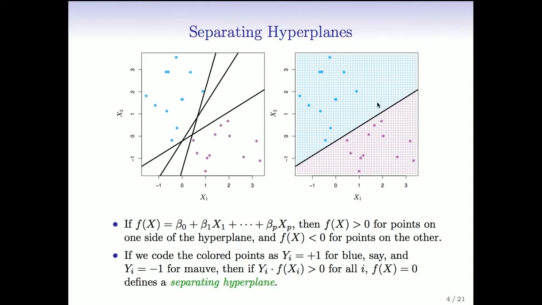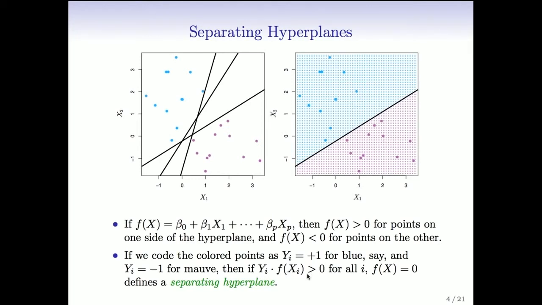If we pick one of them, we can say that's going to define the classifier. It separates the 2 classes. Anything to this side we classify as blue. Anything to this side we'll classify as purple. From what we've seen before, we know that on one side of the hyperplane, the function is going to be positive, and on the other side, it's going to be negative. So what we can do is code the colored points: those that are blue, we make them 1, and those that are mauve, we make them -1.